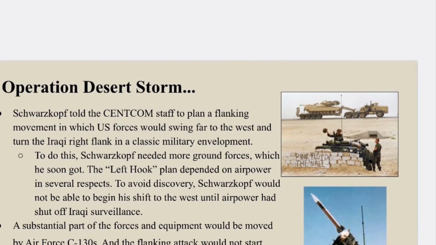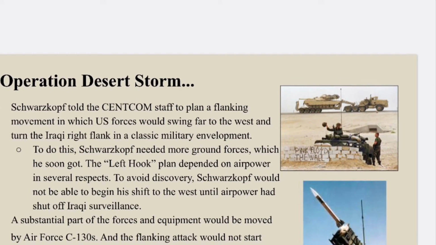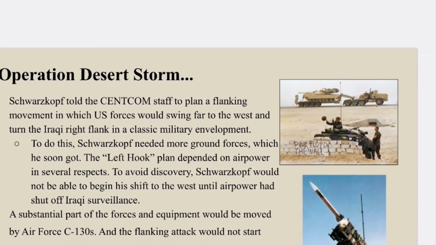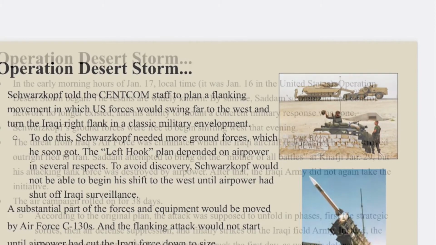The left hook plan depended on air power in several respects. To avoid discovery, Schwarzkopf would not be able to begin his shift in the west until air power had shut off Iraq's surveillance. A substantial part of the force equipment would be moved by the Air Force C-130s, and the flanking attack would not start until the air power did.